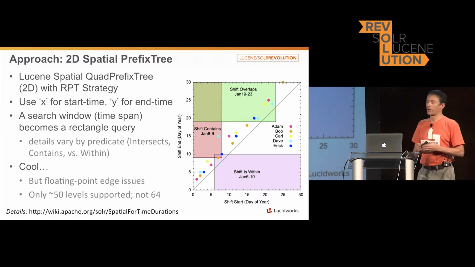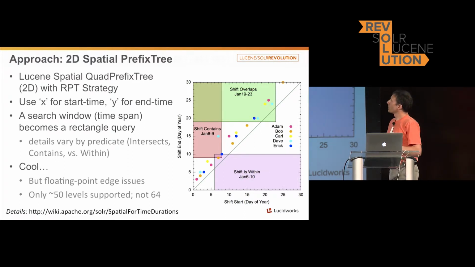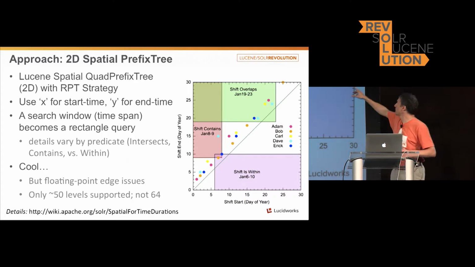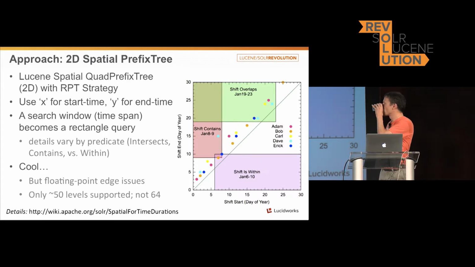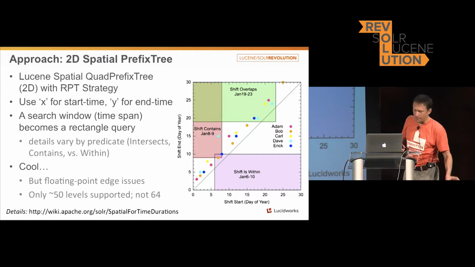The idea here, for those that are not familiar, is that you express a duration in an XY space, where X is the start time and Y is the end time. So all the data fits above the line. Those colors on the side are just the legends, so don't be confused by that. Depending on your query, you have a different rectangle query in this space. So this reuses all the spatial prefix tree logic completely. It's just an application of it. And there's a wiki page on the bottom. If today you have this problem, this is a totally valid solution.